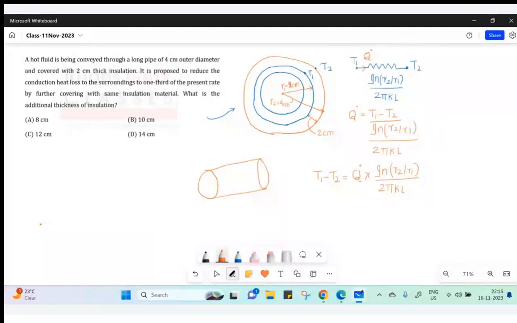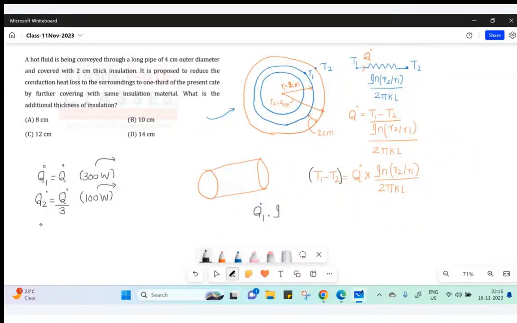So what he is doing now is adding additional resistance by increasing the thickness. In the first case, Q1 was Q dot. Now by adding this insulation, he wants to make it Q dot by 3. He wants to reduce the rate of heat transfer. Initially, if 300 watt was going, now he wants to make it 100 watt. These are hypothetical numbers, just for example. T1 minus T2 is assumed to be the same.